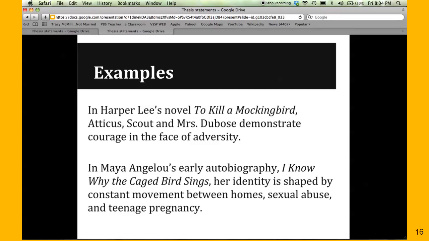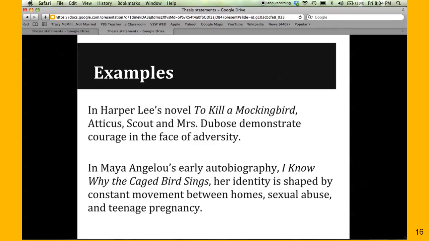So the first paragraph is going to be about how she was moved between homes. The second one's going to be about sexual abuse. And the third one's about teenage pregnancy. And I'm going to spend the paragraphs analyzing how these moments shaped her identity.